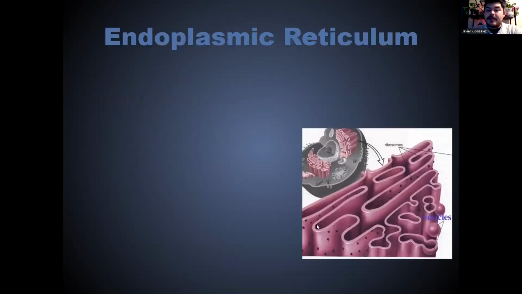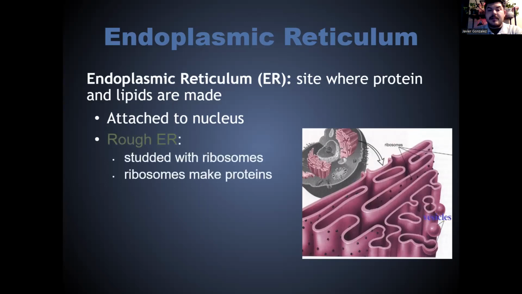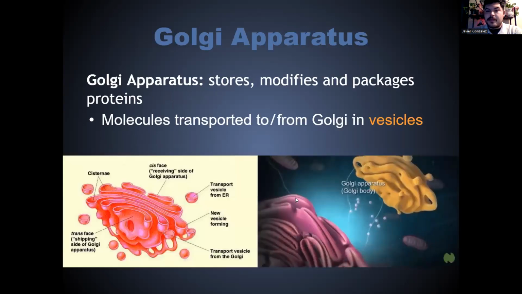The endoplasmic reticulum is quite different. It's where protein and lipids are made, not where ribosomes are made. They're attached to the nucleus, and then the rough ER is studded with the ribosomes. These ribosomes make proteins, and the smooth ER contains no ribosomes. They make lipids and get rid of toxins.